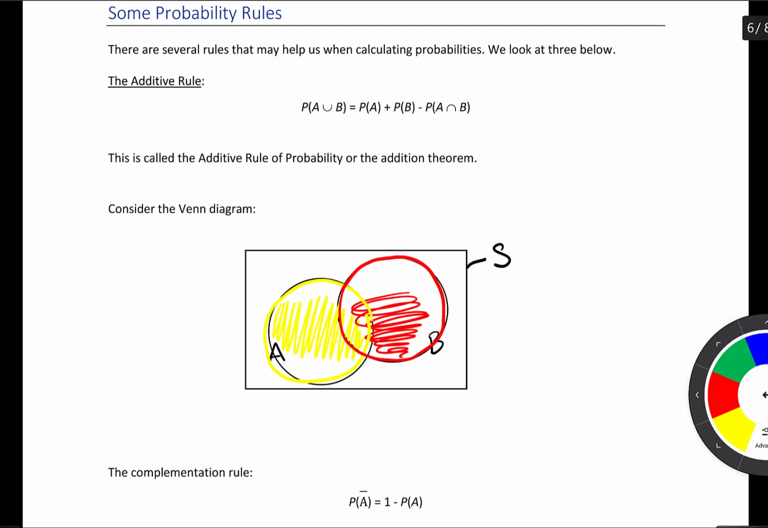So notice that this middle piece here gets counted twice. It got counted once when I added on A, and it got counted again when I added on B. So this is why we have this subtraction right here. It takes care of the double count because this middle piece, if you'll remember, is A intersection B.